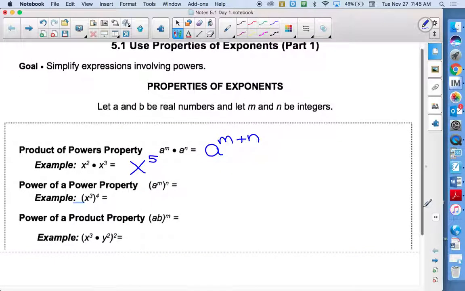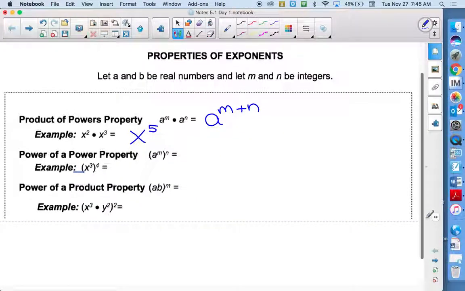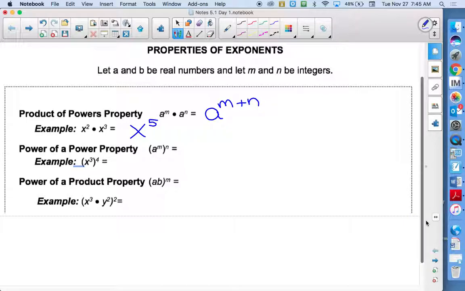The next one, we have the power of a power property. Looks like a to the m, and then outside there's an exponent of an n. Anybody remember what you do with that? How do you simplify that, Connor? Multiply them. Yeah, so we would just have m times n. So a power to a power, that's when you multiply the exponents together. So Connor, x cubed to the 4th becomes? X to the 12th.